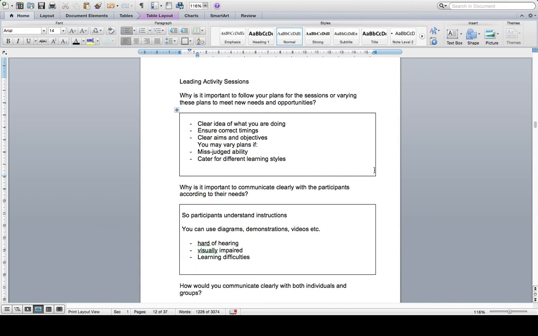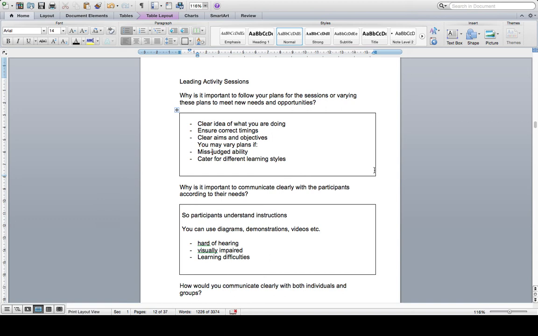And the first question states, why is it important to follow your plans for the sessions or varying these plans to meet new needs and opportunities? So when we're doing our sessions, we need to plan, and we need to follow our plans. The reason for that is, within our plan, we've given ourselves a clear idea of what we're doing. We've broken it down into certain time segments and into certain areas such as the warm-up, the main session, the cool-down. We've talked about what parts make up each of those aspects as well.